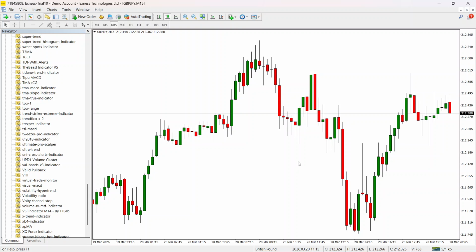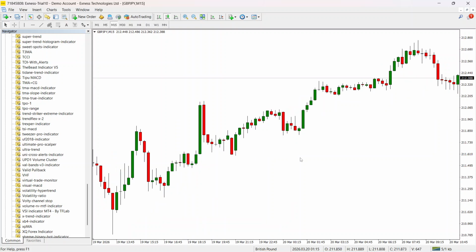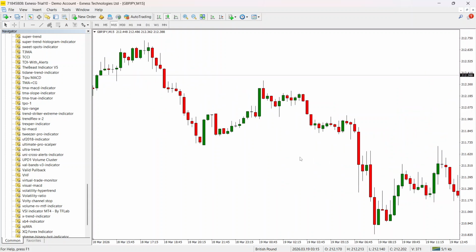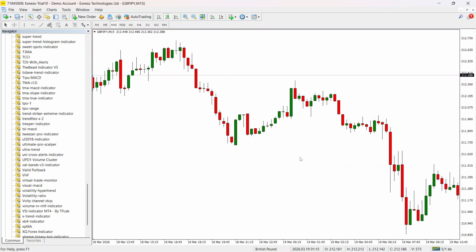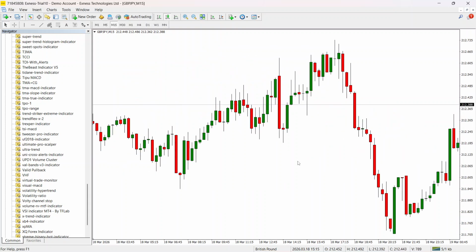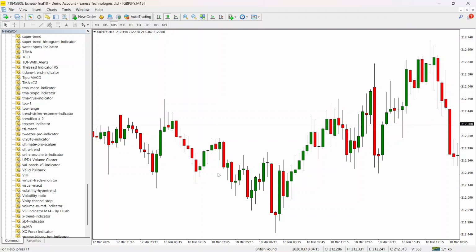Hello traders. Today we'll be looking at the Volume RV MTF Indicator for MT4. This tool lets you monitor relative volume for multiple time frames in a single view, so you can quickly see when current activity is above or below typical levels across different horizons. I will load the indicator on the chart so you can see how it looks in real time.